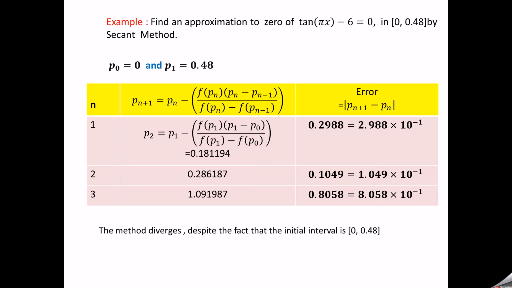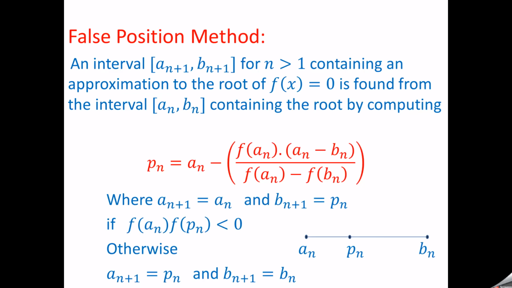Sometimes it diverges. So to come over this one, we go to the method we call false position method. So let us see what is the description of false position method again. An interval a_{n+1}, b_{n+1} for n greater than 1, containing an approximation to the root of f(x) equal to 0, is found from an interval a_n, b_n containing the root by computing this formula. So this formula is nothing but the secant method formula.